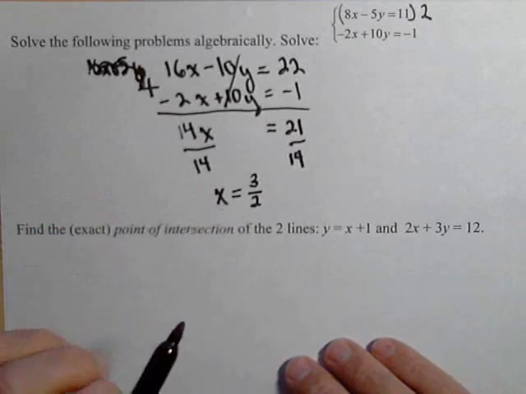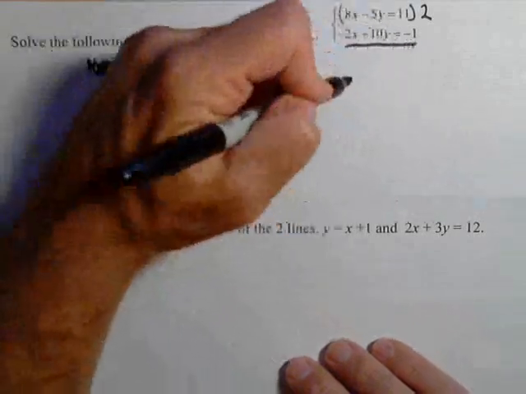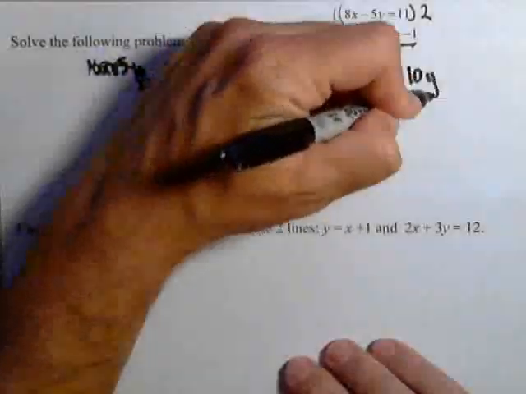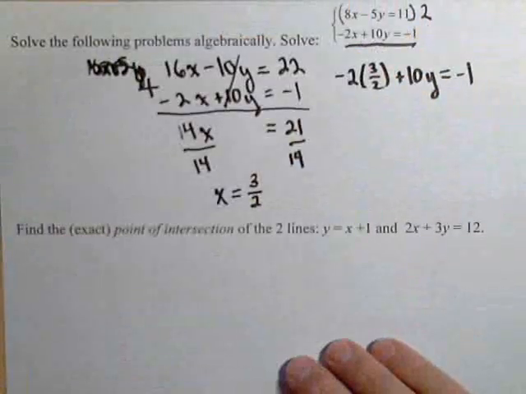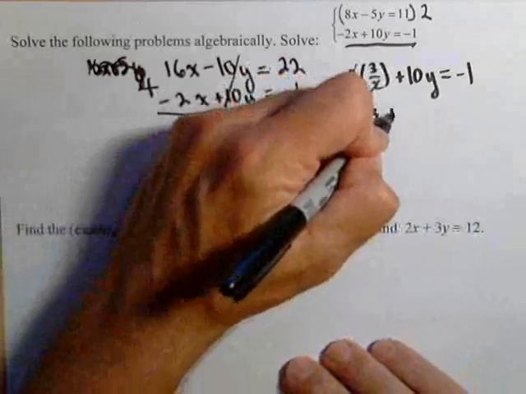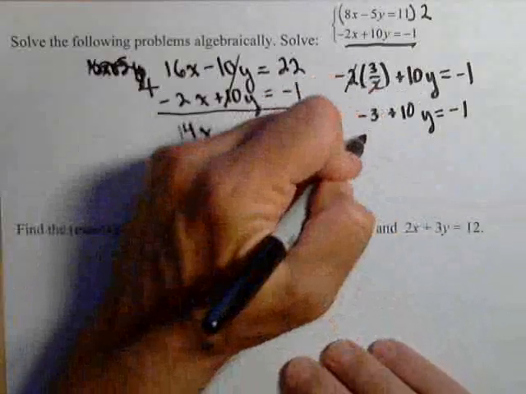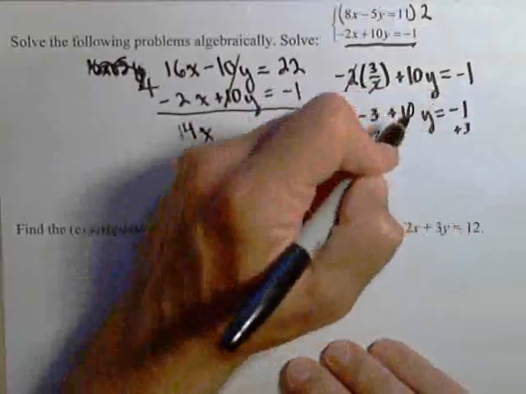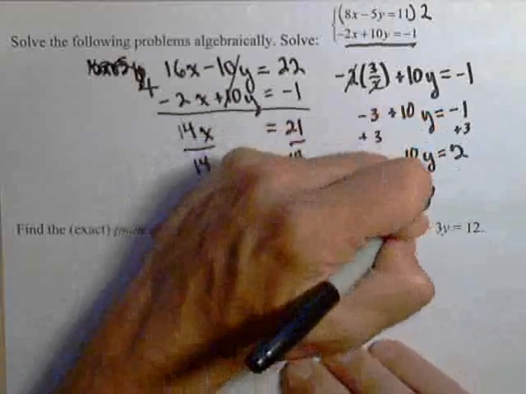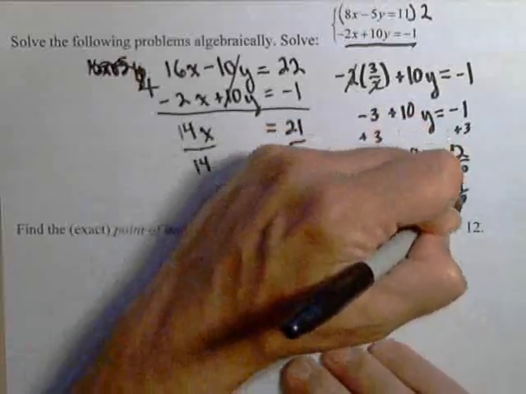Now we do need to go and find y. I can plug this into either of my equations. I should get the same value of y if I solve this first part correctly. So let's use this second equation. So negative 2 times 3/2 plus 10y equals negative 1. And now we'll simplify. The 2's will cancel. So we have negative 3 plus 10y equals negative 1. So we're going to add 3 to both sides. So we have 10y equals 2. Or, when we divide both sides by 10, we get y equals 1/5.